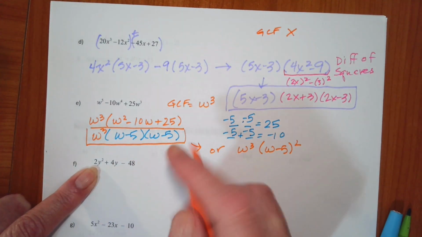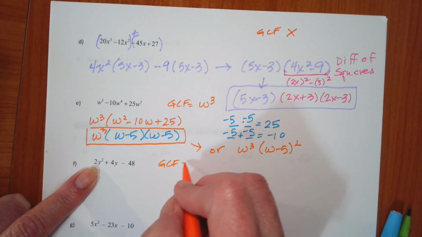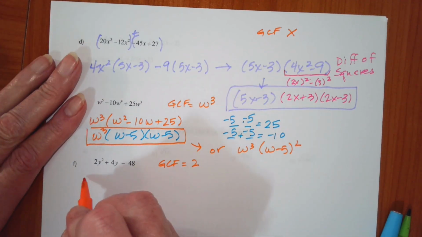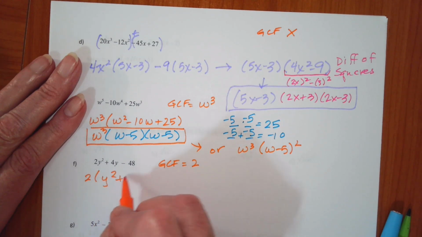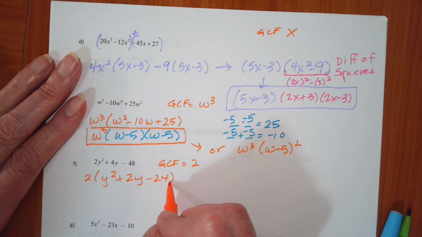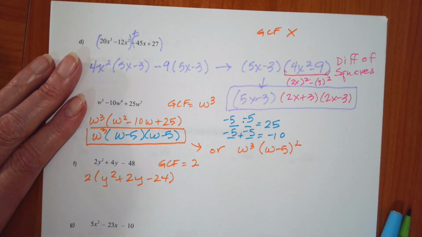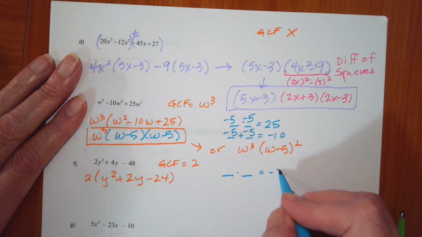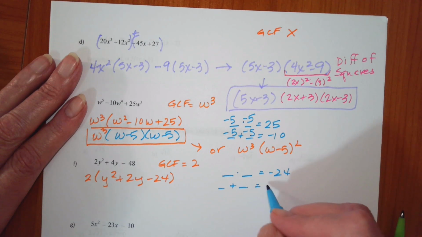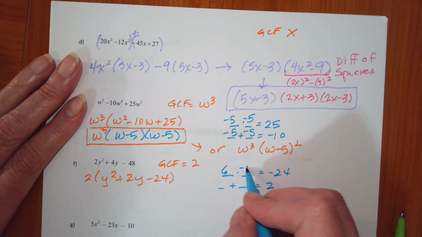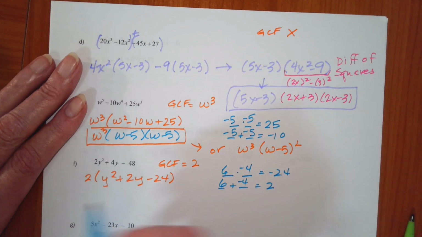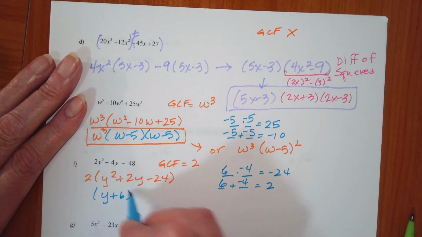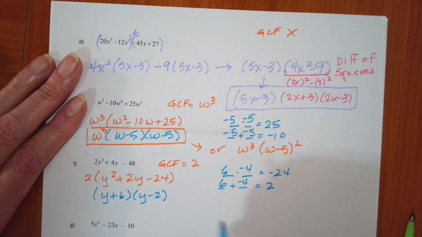Okay, my next one here, these are all even, so I know I have a GCF of 2. They don't have any y's. So this is 2 times y squared plus 2y minus 24. Since my leading coefficient is 1, I'm looking for two numbers whose product is negative 24 and whose sum is 2, and they are 6 and negative 4. So this factors into y plus 6 times y minus 4, and then the 2 comes with it.